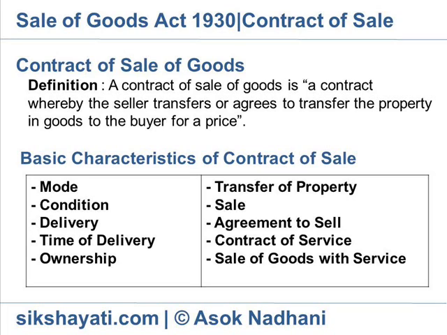Example: on 20th January, X agrees to sell his computer to Y at rupees 10,000 if Y deposits the money to his bank account within 31st January. As soon as Y deposits the money within 31st January, the computer is sold to Y.